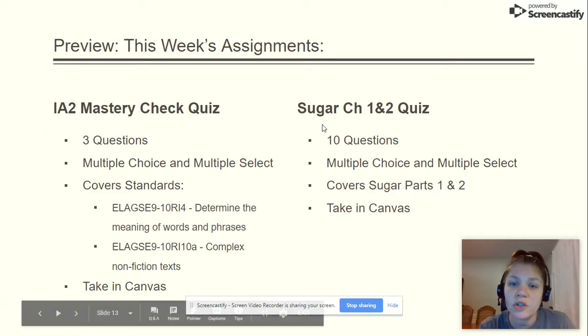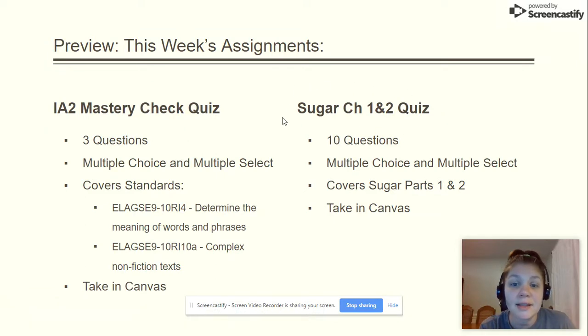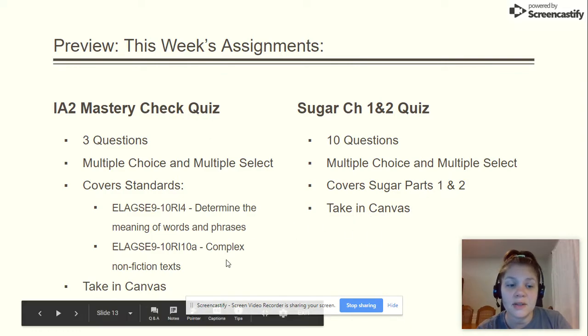And then Sugar Changed the World. That is Friday. It's 10 questions, multiple choice, multiple select. It's going to cover the two readings from this week, the one that covers the prologue and the one that actually covers Sugar's actual chapter one, because remember the prologue's first and then it starts with the chapters. And this is also housed, they're both housed in Canvas, so you will take it there.